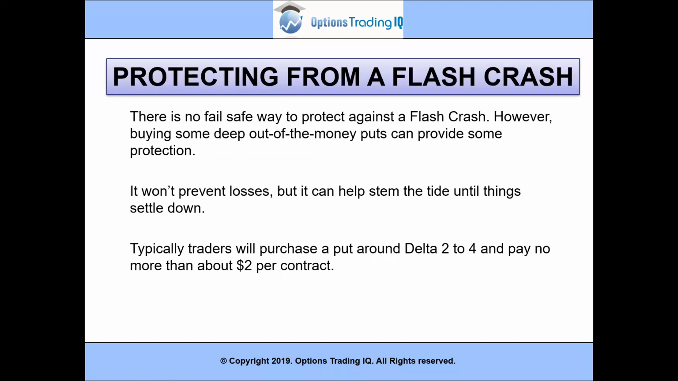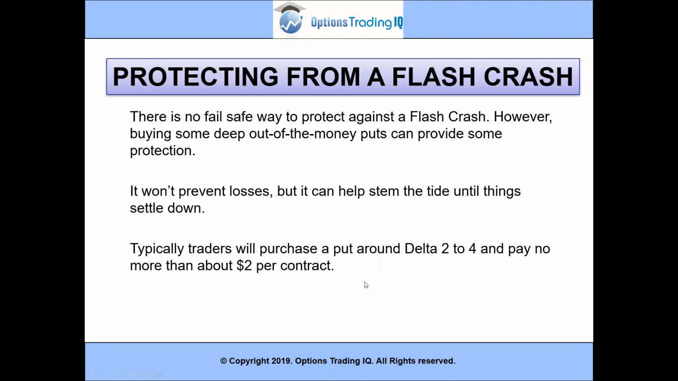All right, protecting from a flash crash. So as I said, these sort of moves do happen occasionally, and there's no fail-safe way to protect against a flash crash. However, one thing you can do is buy some deep out of the money puts, which can provide some protection. It won't prevent losses, but it can help stem the tide until things settle down. Traders will typically purchase a put around delta 2 to 4 and pay no more than about $2 per contract. Okay, so this is at the trade initiation.